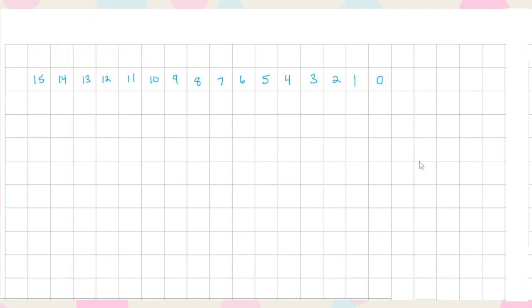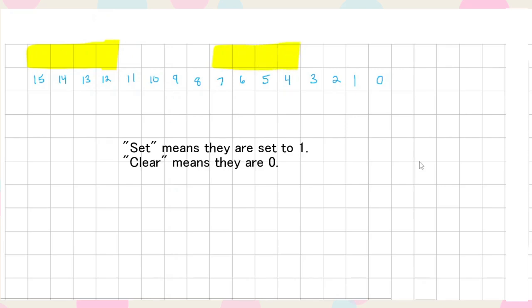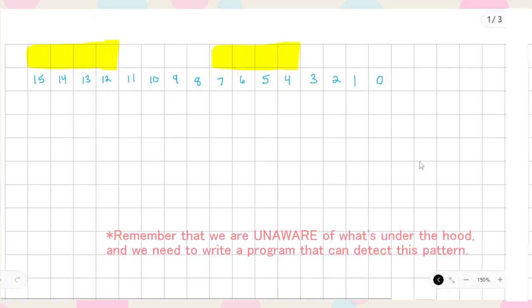Wait, I think I did that wrong. 15 false. We want the first 4 bits to be set, and we don't care about the other bits. We're not saying these have to be clear. We just don't care about them. And then the next set is going to be here. So we want to check whether this amount of bits is set, and we don't really care about these guys.